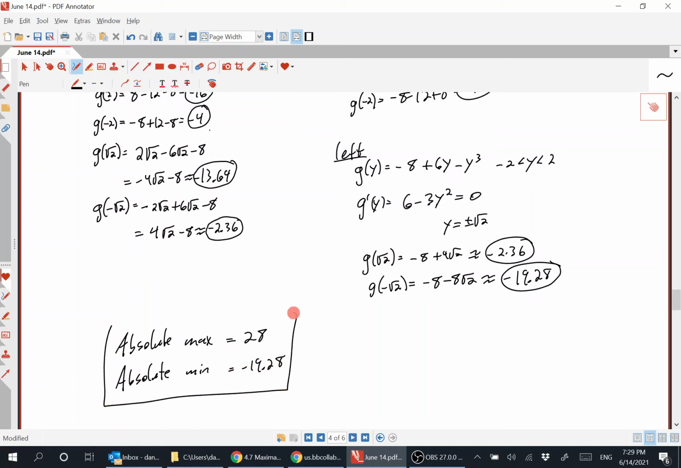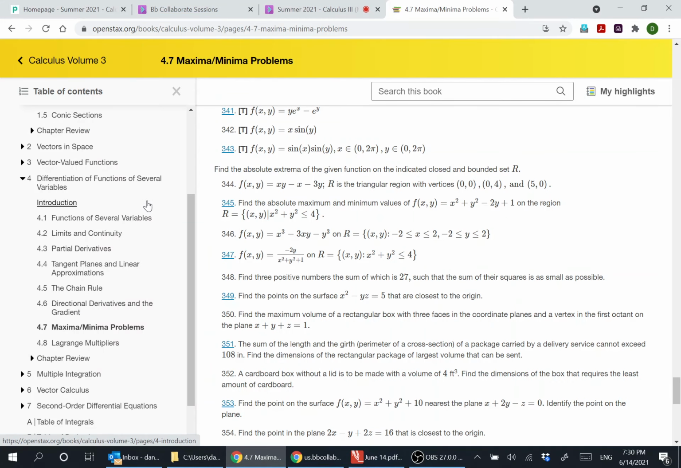Okay, so that was a long problem. Let's look at another one of these. This is the kind of problem I like to ask on an exam, although not quite this nasty. What number was that we just did? 346. Let's look at 347. So we're going to do one problem like on the exam, like 344 to 347.